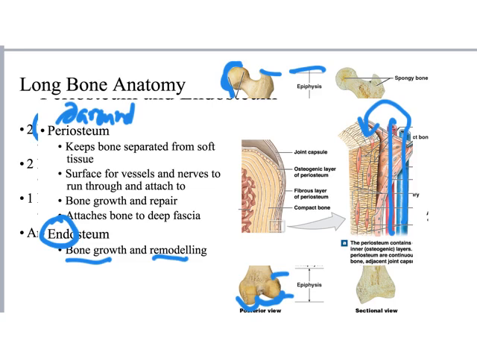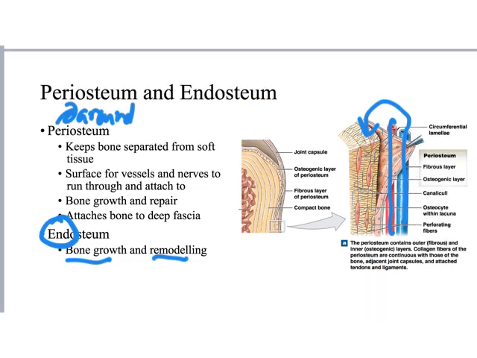It's also involved in bone growth and repair like the endosteum, and it's also what's going to attach the bone to the fascia, which is kind of the lining of the muscle. So it has something to do with the attachment of bone to muscle. Tendons, for example, are the ends of muscles, and they are what attach the muscle to the bone.